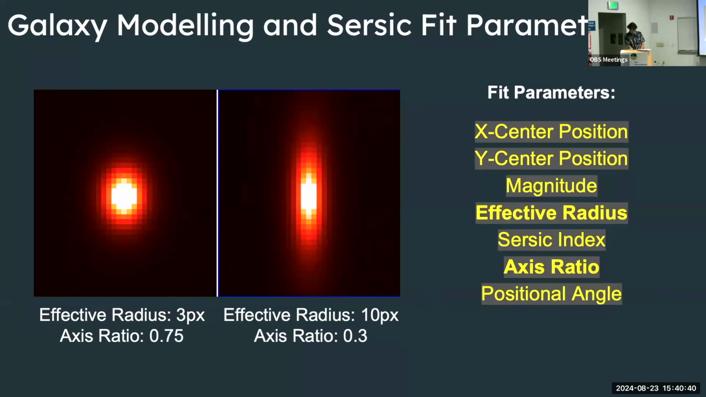The effective radius describes where half of the galaxy's light lies from its center, which we use to determine a galaxy size, and the axis ratio describes the ellipticity of the galaxy. We will essentially combine those two measurements with math to understand how much physical distance that galaxy in question is occupying.